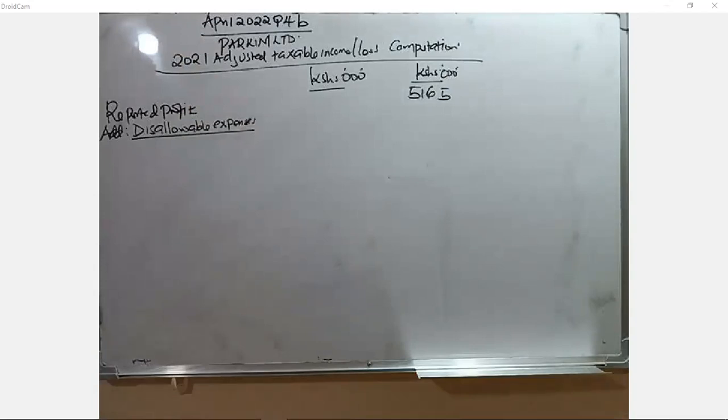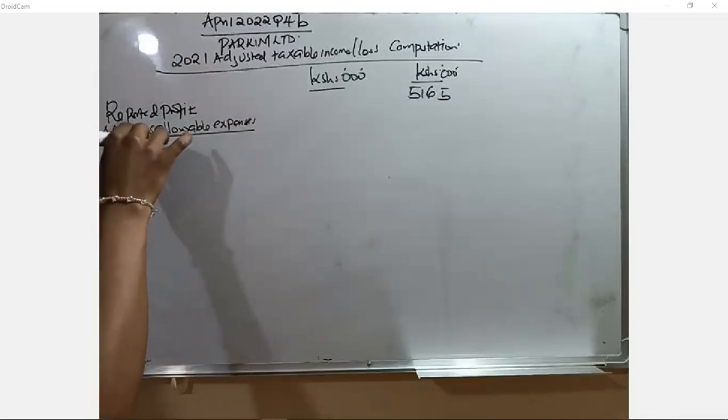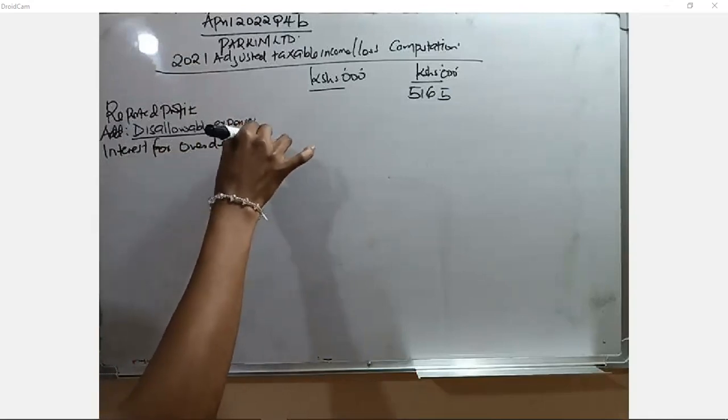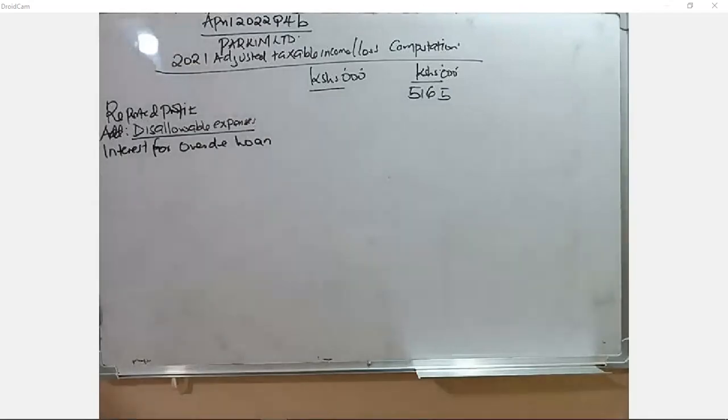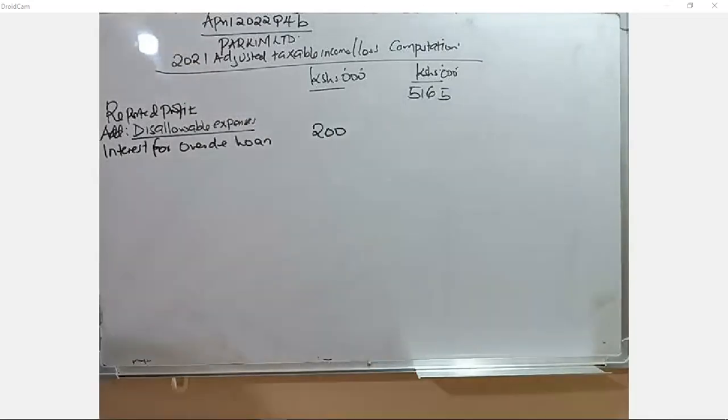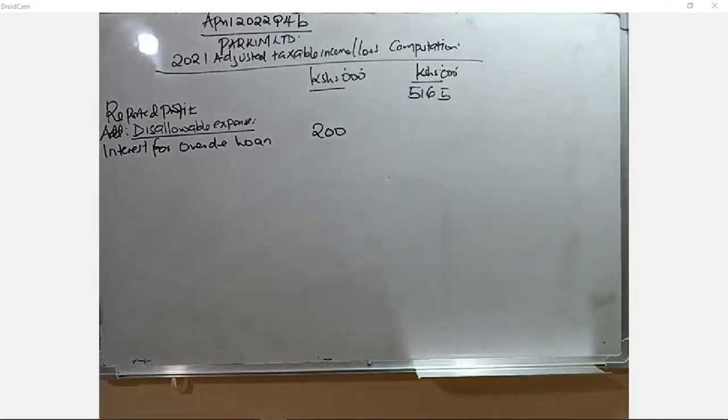Now, I will start with note number 5. I've been told the interest expense was inclusive of hire purchase interest for the computers, which is okay. But we have the interest on overdue loan, which is a disallowable expense, amounting to 200, right?